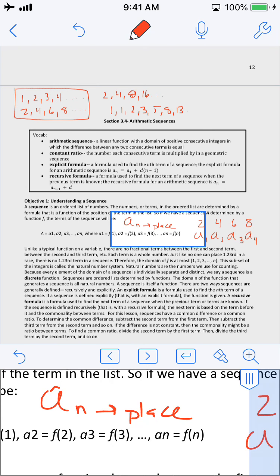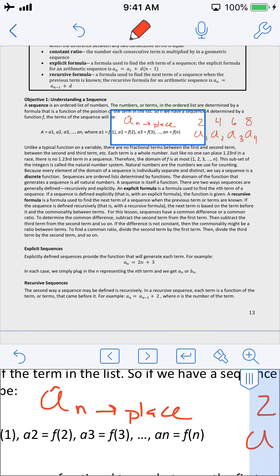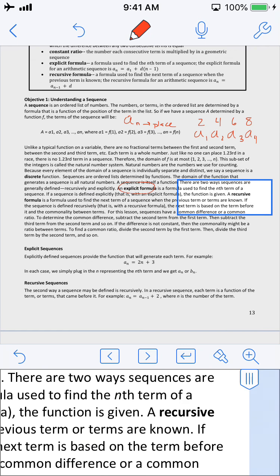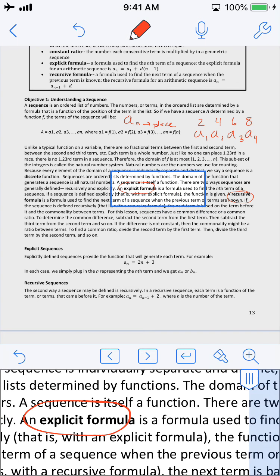All right, cool. Then we're going to talk about something called explicit versus recursive. And each of them has their own formula or their own equation. We'll dive into those really in the examples because I think they're easier to see on an example than they are just to talk about. But those two things are something you also want to know.